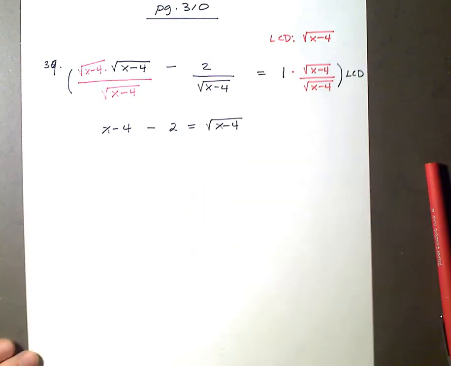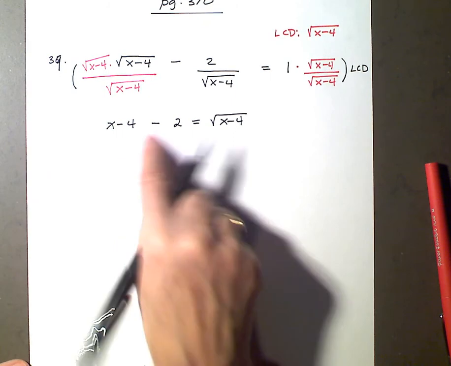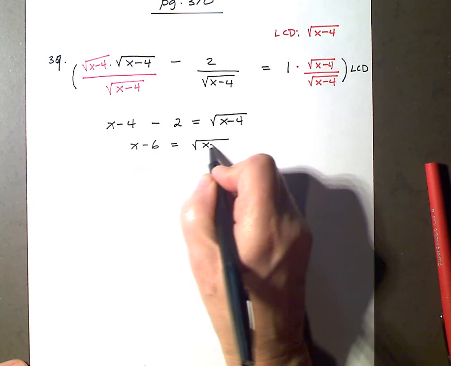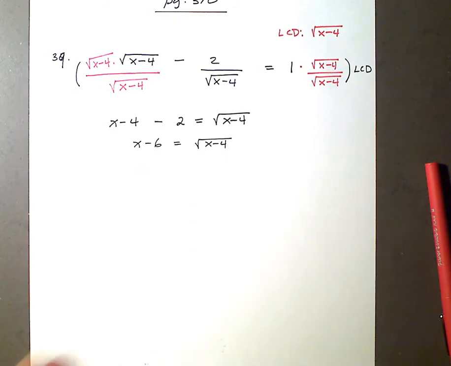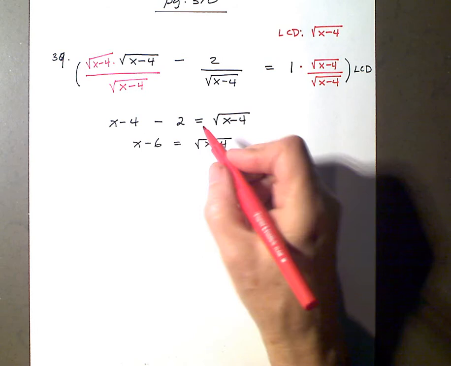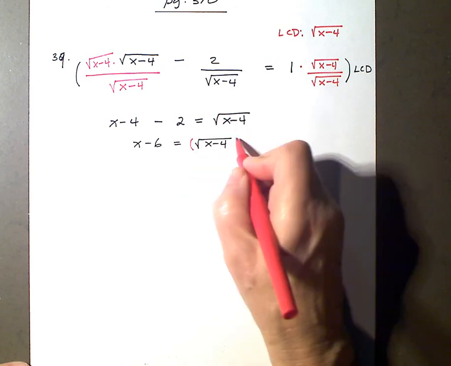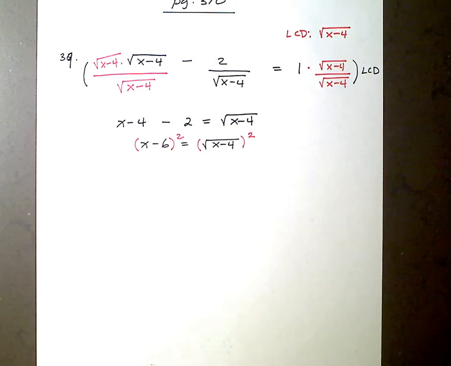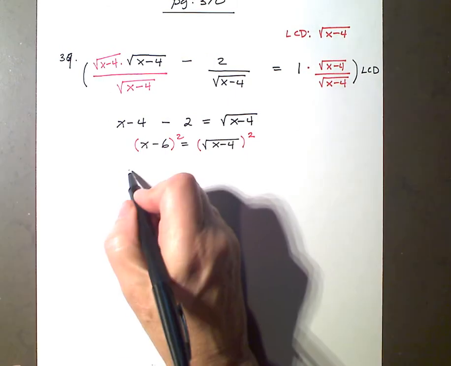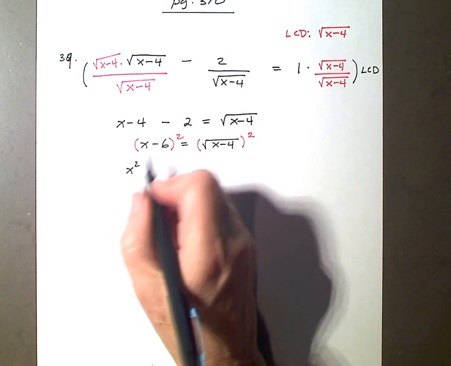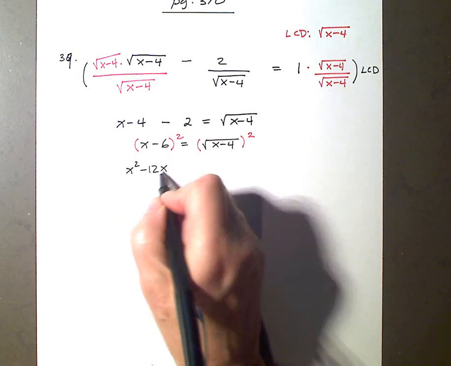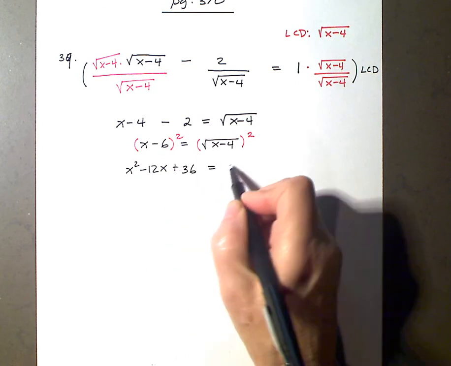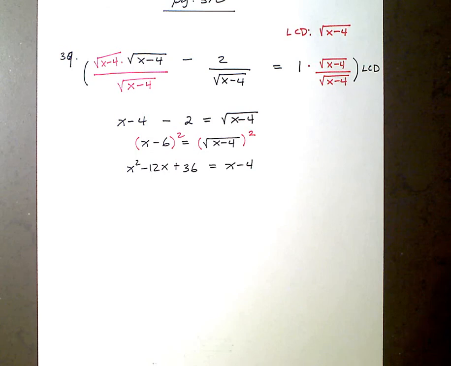Okay, so we've already previously learned, I'm going to simplify this to be x minus 6 equals the square root of x minus 4, that we want to isolate this expression and then raise both sides to the nth power. So this is a square root, so I will square both sides. Then I have on the left x squared minus 6x minus 6x, so negative 12x plus 36 equals x minus 4. Okay, so it's a quadratic equation.